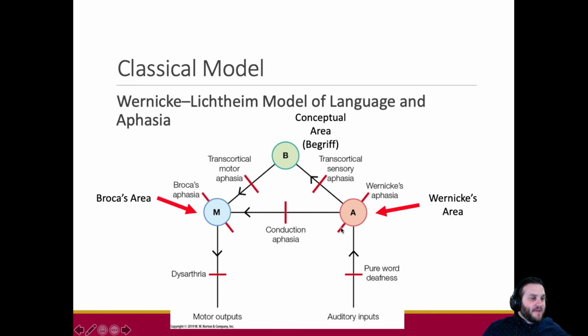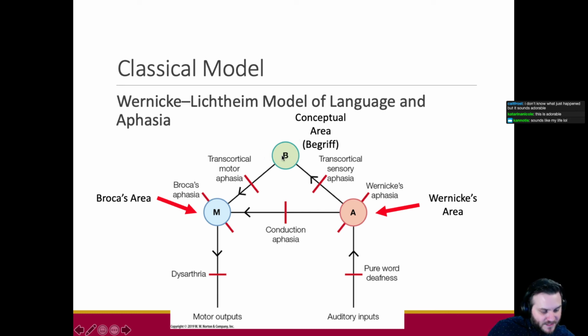If you have damage to the auditory area, then you have Wernicke's aphasia, as we talked about. If you have damage to the connection between A and M, you have conduction aphasia. There are two other aphasias that we aren't going to talk about. Transcortical sensory aphasia and transcortical motor aphasia. That is deficits to this B area.